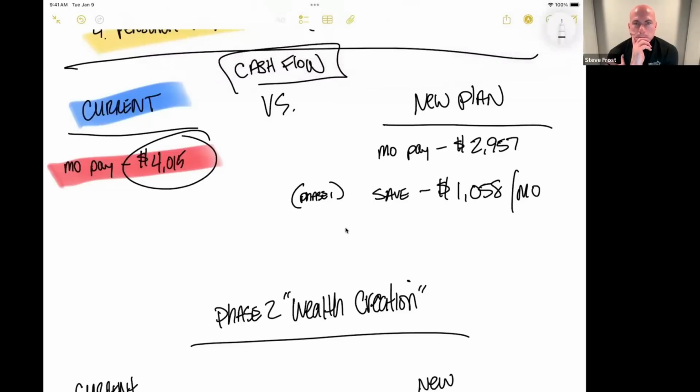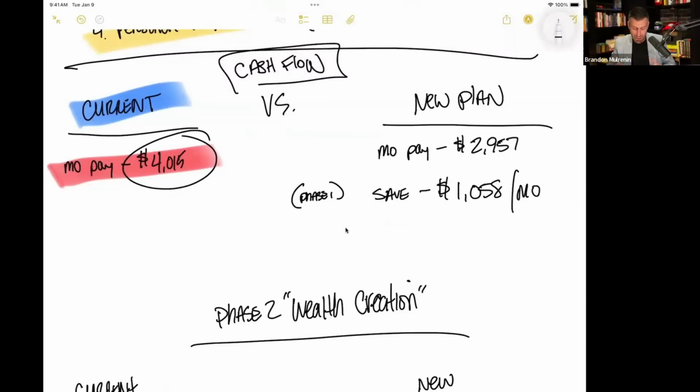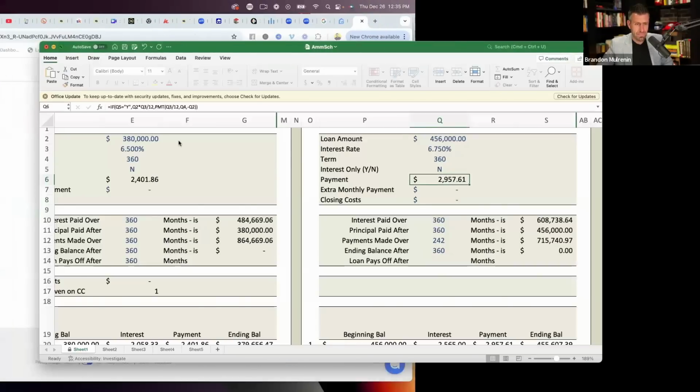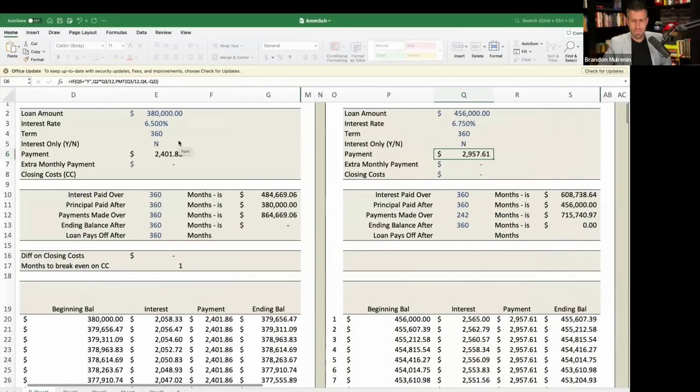All right. So in phase 1 of the conversation, we're talking about cash flow first. What we would propose is paying off all of their bad debt and restructuring their mortgage debt in such a way where it would now be one loan. And so I'll just share my screen so people can kind of see the difference. You can see this? Yep.